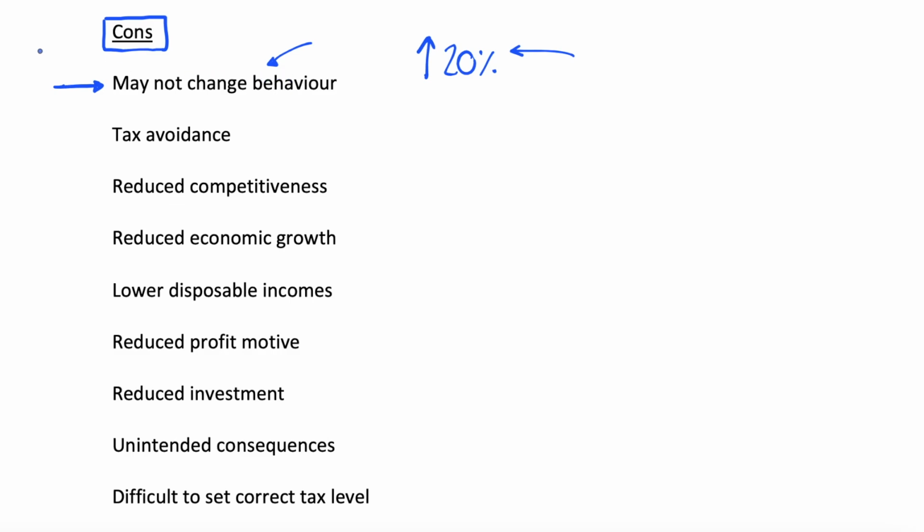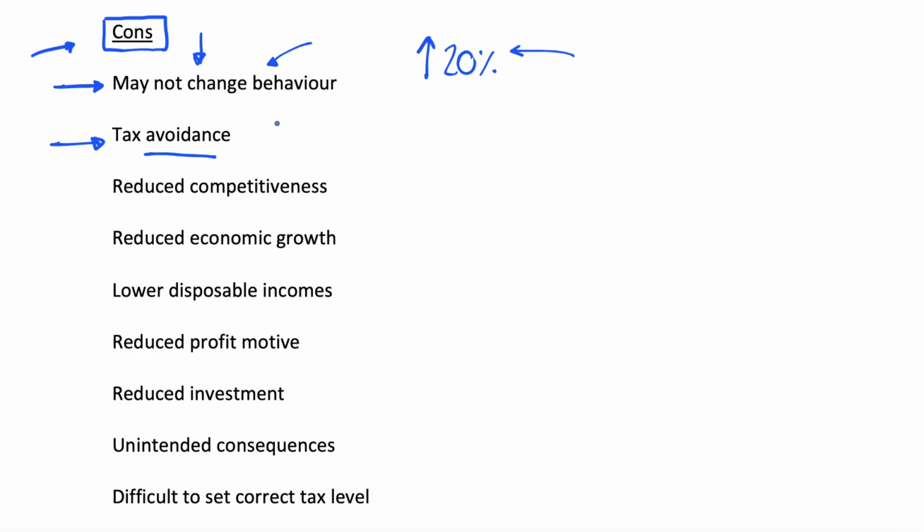And that's a con in addition to the fact that our whole purpose of the tax was in vain. People didn't change their behaviour. The next con is going to be tax avoidance, and this is quite a straightforward one. People may avoid the tax. People don't want to pay money to the government if they can avoid it. And tax avoidance, just as a side point here, is completely legal.